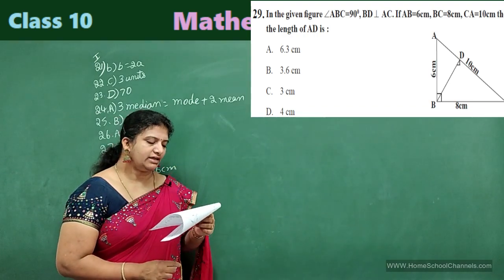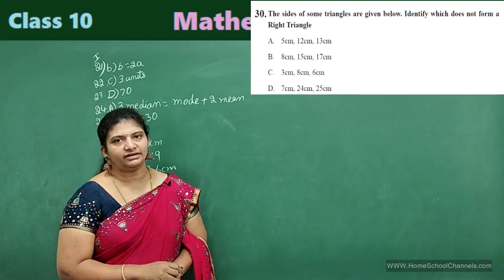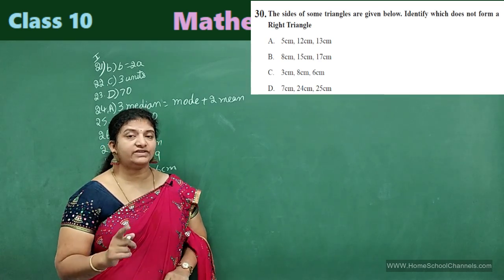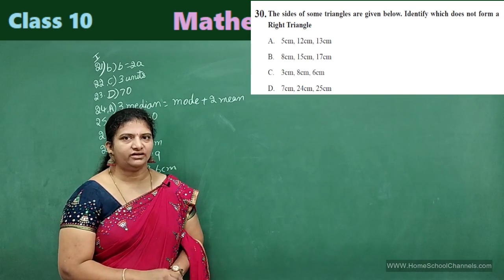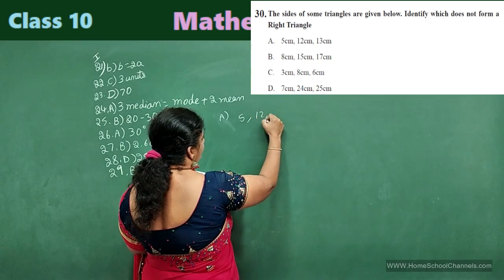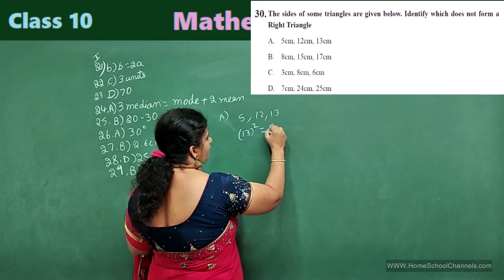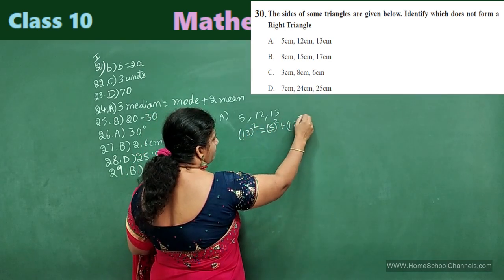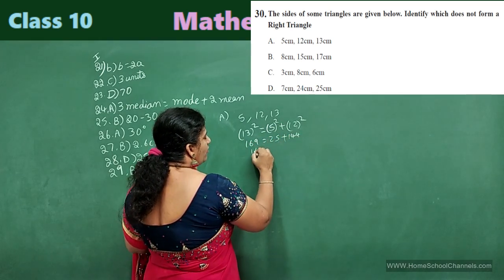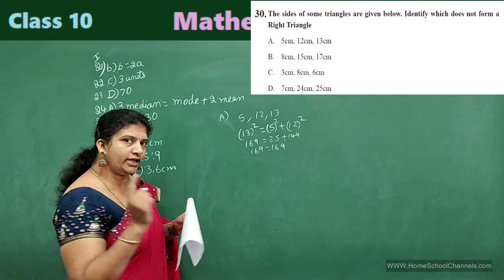30th one, the sides of some triangles are given below. Identify which does not form a right triangle. You can remember Pythagorean triplets, right? 3 values are given. Check which one is not a Pythagorean triplet. Okay, see the first option. 5 centimeters, 5, 12, 13 I'll take. Which is greater? That is the hypotenuse. 13 square is equal to 5 square plus 12 square. Pythagoras formula. 169 is equal to 25 plus 144. 169 is equal to 169. It is a Pythagorean triplet. But your question is not a triplet.